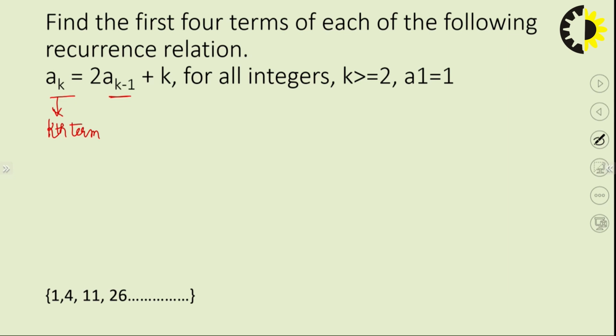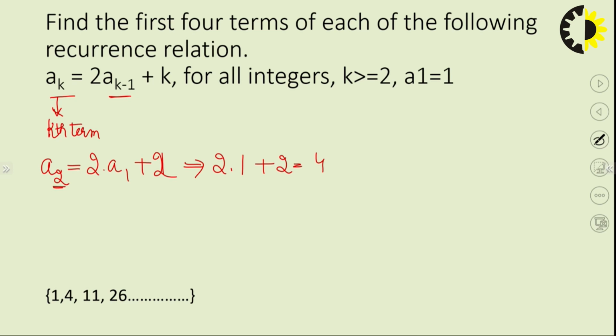So, I already know that the initial value is given to me as 1, a_1 is equal to 1. So, if I want to find out a_2, now a_2 will be equivalent to 2 into the previous term, that is a_1, plus k. Now I am trying to find out the second term, that is plus 2. So, this will be equivalent to 2 into a_1, that is 1, plus 2. So, this is nothing but 4.